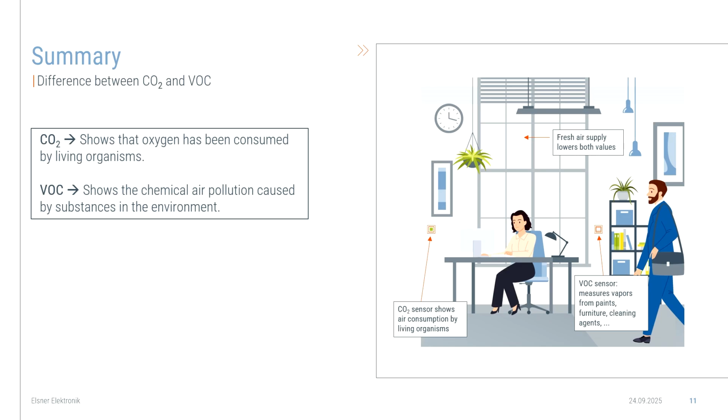VOC is often used as a substitute parameter because it can capture many pollutants and odors, for example in the kitchen, the cellar or toilet. However, CO2 is the better measured variable for fresh air assessment in the room, as it directly reflects the load from exhaled air.